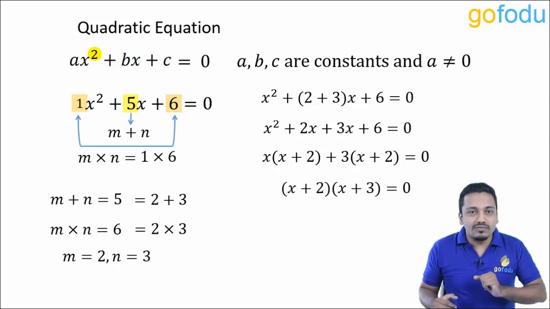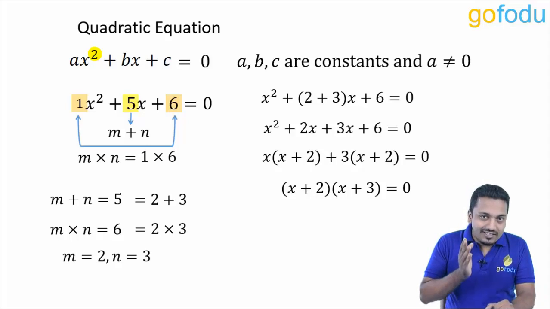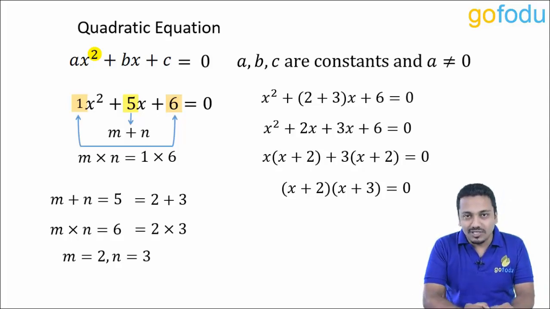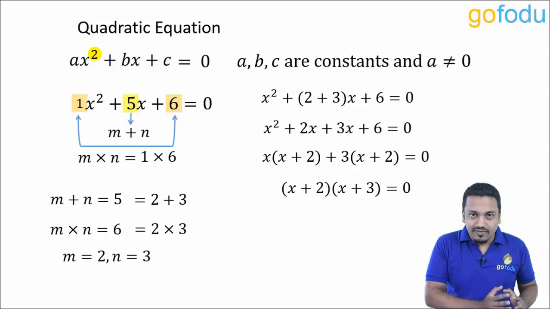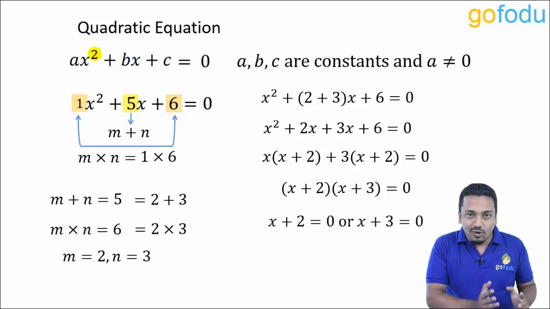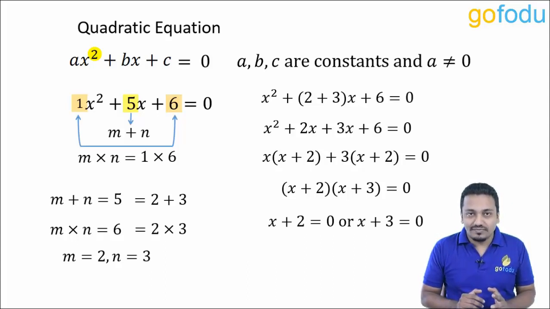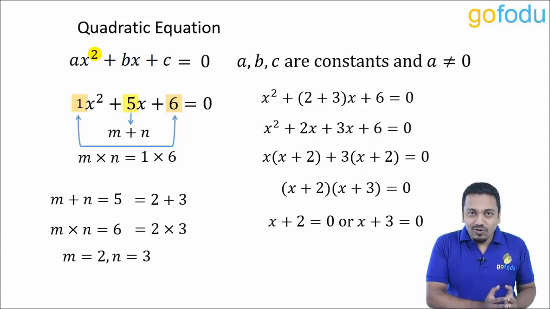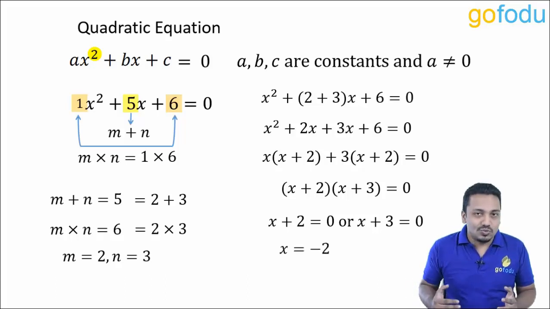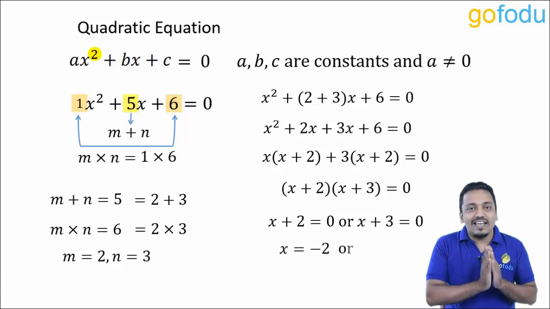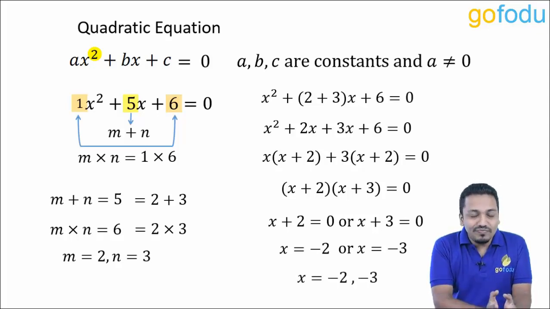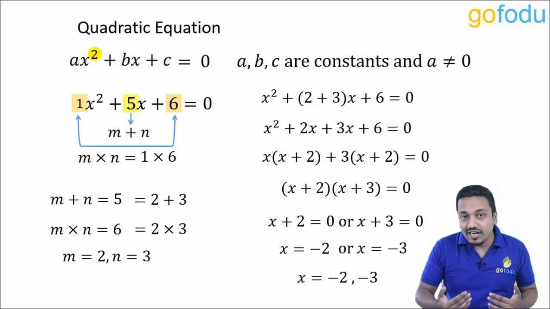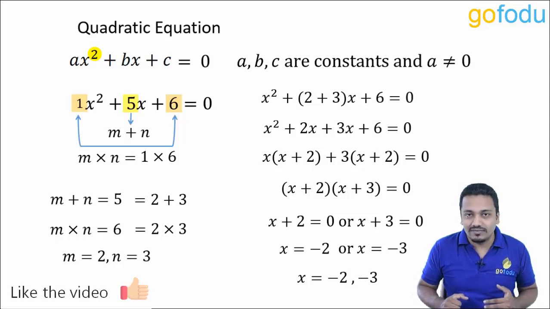The product of two terms is 0. So either the first term is 0 or the second term is 0. One of them has to be 0. Then only we can get the product 0. Now x plus 2 is 0 or x plus 3 is 0. x plus 2 equal to 0 gives us x is equal to minus 2, and x plus 3 equal to 0 gives us x equal to minus 3. The values of x could be minus 2 or minus 3. We can say minus 2 and minus 3 are the roots of this quadratic equation.